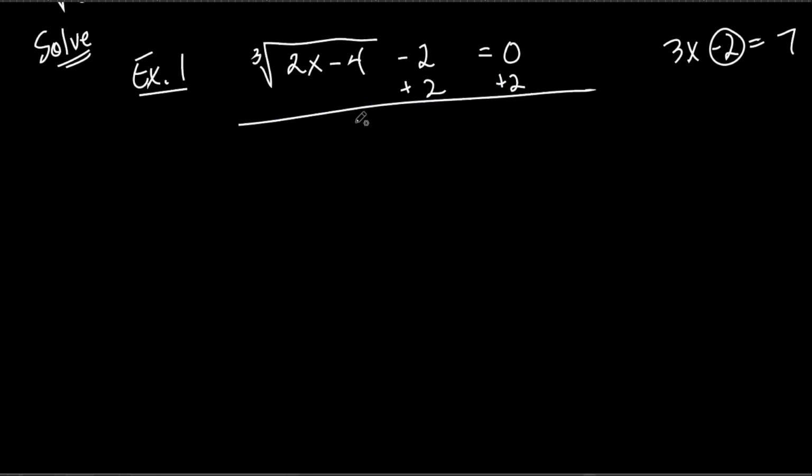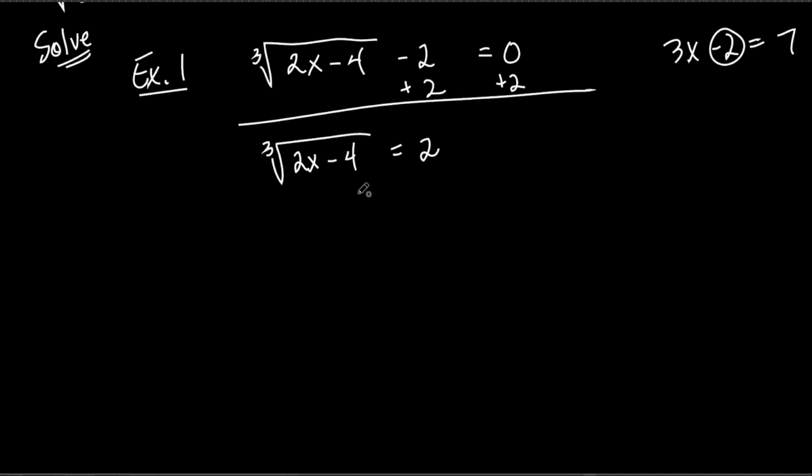So let's add a 2 to both sides. All right, let's see what we get. I've got a cube root of what? 2x minus 4. So I didn't do anything to that, right? All I did was get rid of this -2. And that's equal to 2. You with me? Yes. All right, pretty simple step. That's baby stuff. That's pre-algebra stuff.